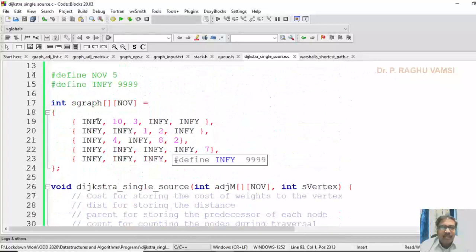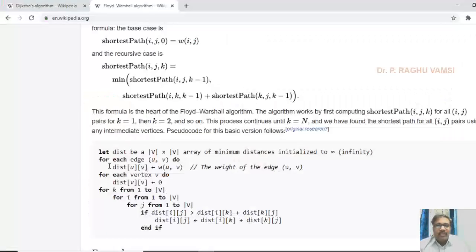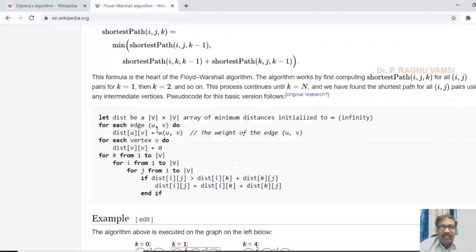If there is no path or no edge between the vertices, you declare it as infinity, otherwise the corresponding weights are placed here. Next, for each edge (u, v), do distance of (u, v) equals weight of (u, v). So the weight of the edge will be placed in the distance of (u, v). This is a two-dimensional matrix that is used for calculating the minimum distance. Initially the minimum distance matrix is initialized with the weight of the edge (u, v).